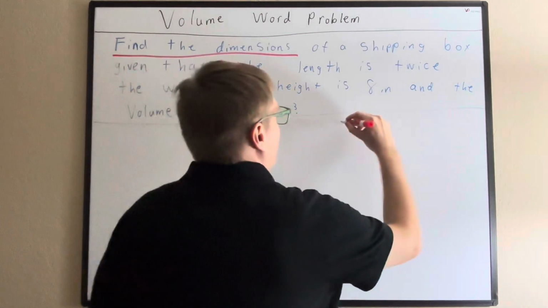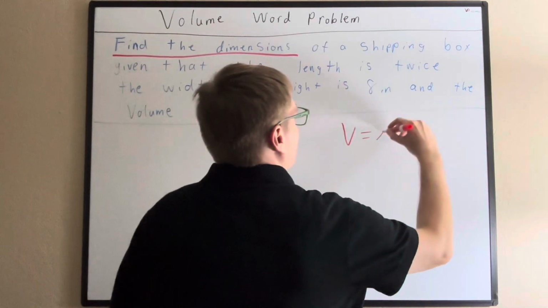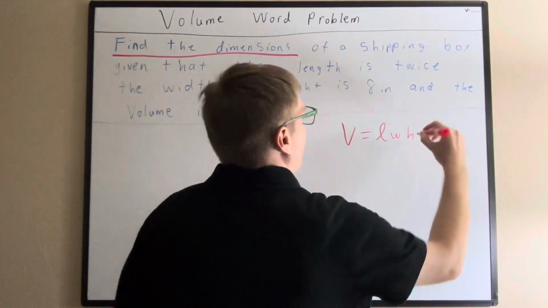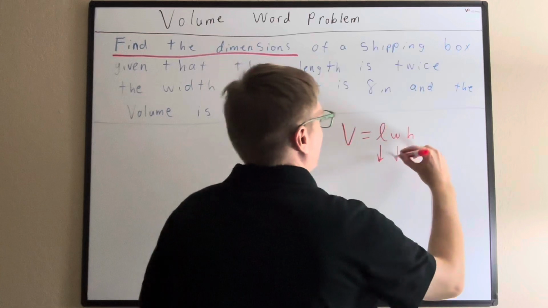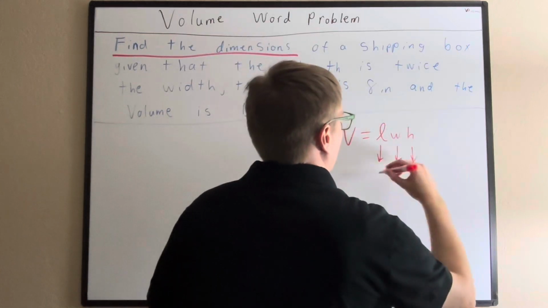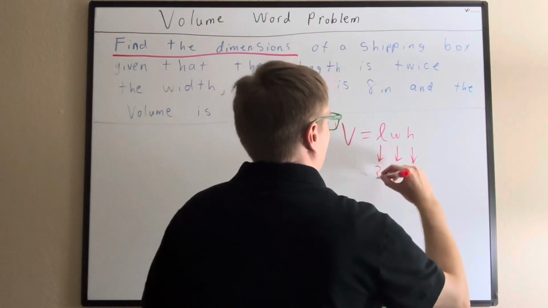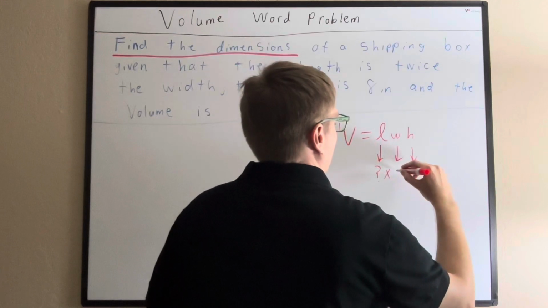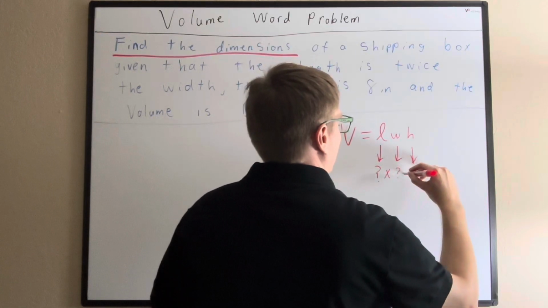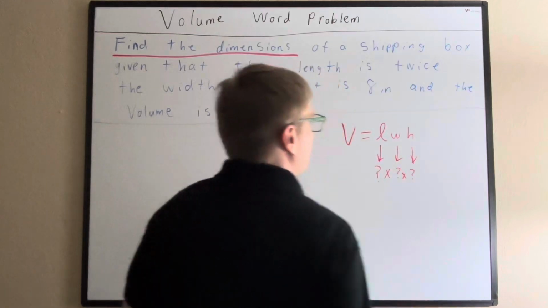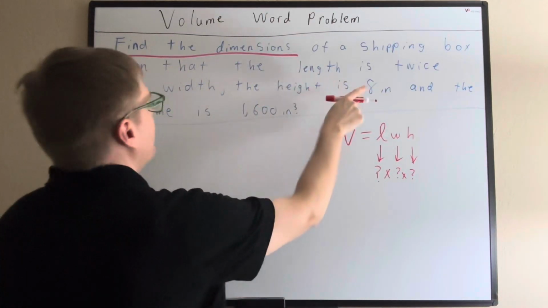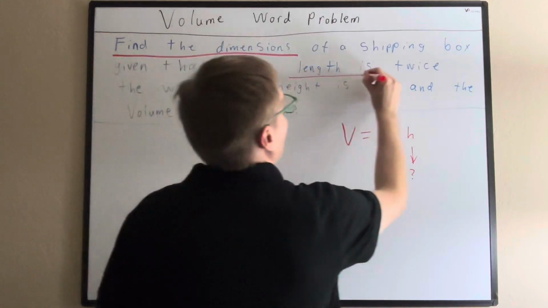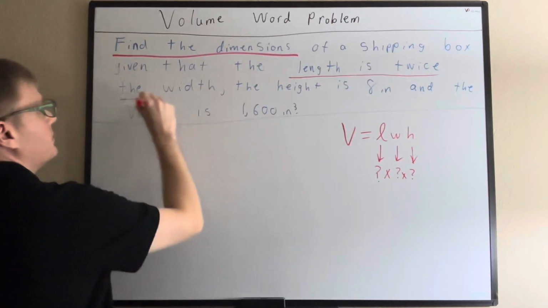Well, the volume is length times width times height. So they want the dimensions. They want the length, the width, and the height. Length by width by height. Okay. Given that the length is twice the width. Okay, that's important.